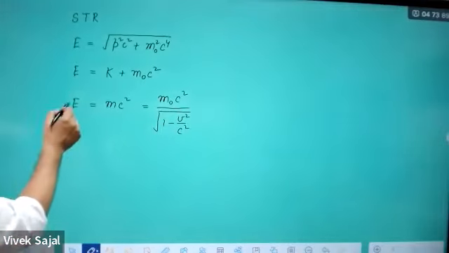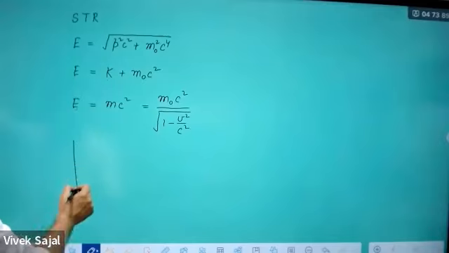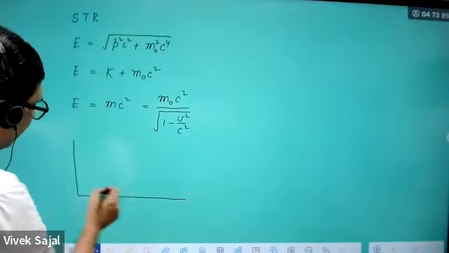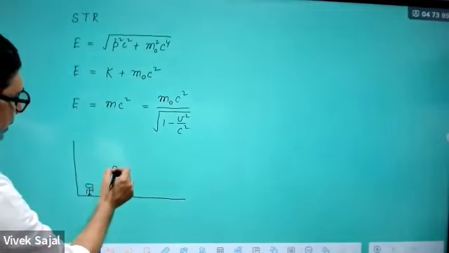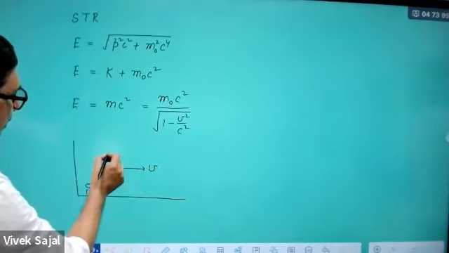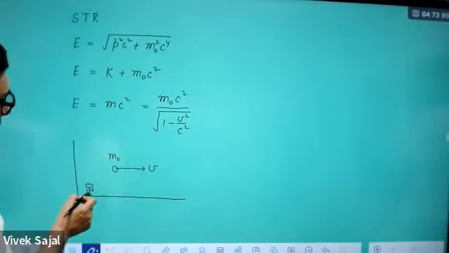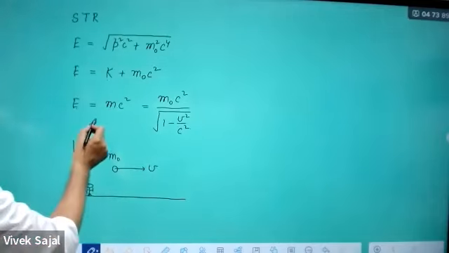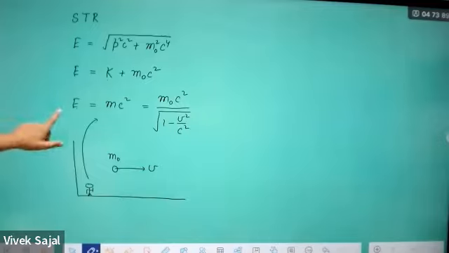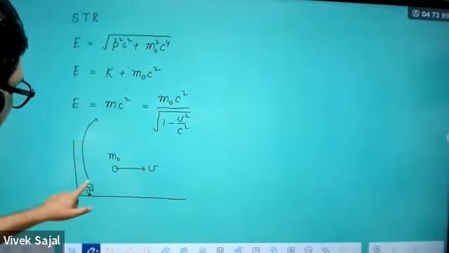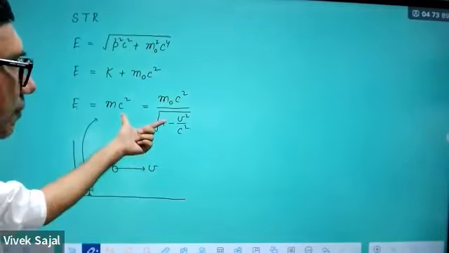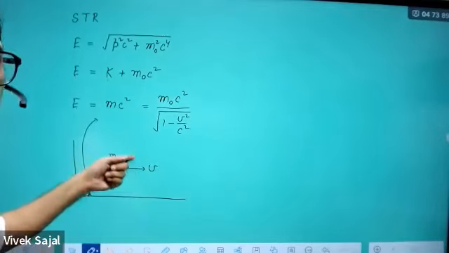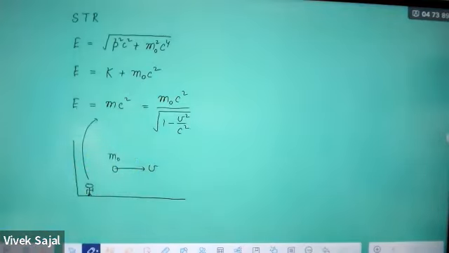So what does this equation say? In a frame, an object is moving with a velocity v with rest mass m naught, then according to this person, the energy of this particle is given by this. So E will be m naught c square over the square root term. So in the frame of this person, if this object is moving with a velocity v, then its total energy will be given by this. I will come to this later, but because I have to use the formula, that's why I'm telling you.